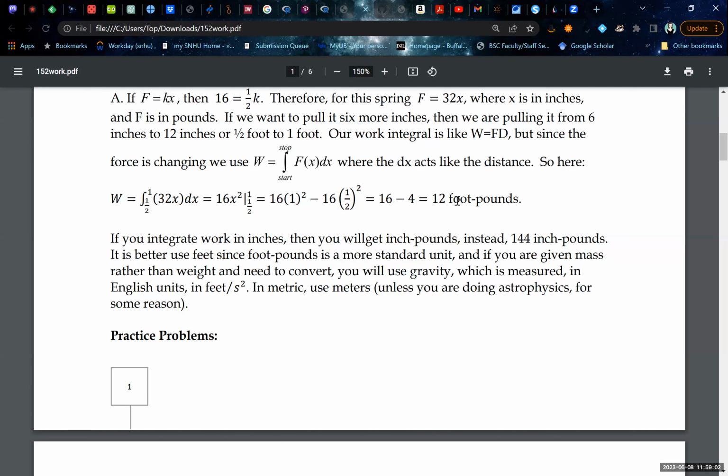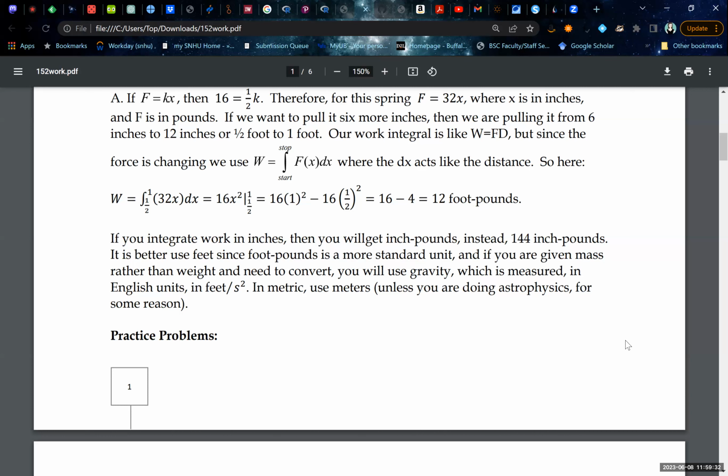Now, if we were to integrate in inches, our constant would be different and our integral would go from 6 to 12. And what we would end up with is 144 inch-pounds, which you can see if you convert your feet to inches, you will get the equivalent expression, but the units will be different. So again, it's important to keep that unit information in mind.